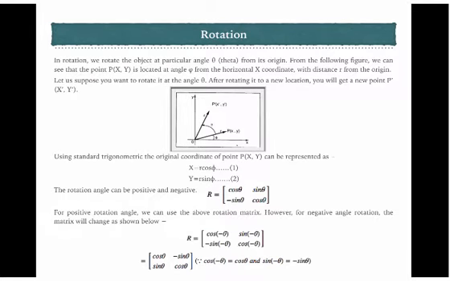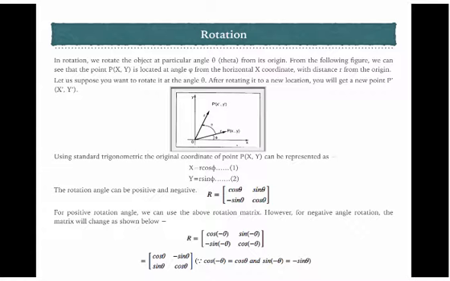Rotation. In rotation, we rotate the object at a particular angle theta from its origin. From the following figure, we can see that the point x, y is located at an angle psi from the horizontal x coordinate, with the distance r from the origin. Let us suppose you want to rotate it at an angle theta. After rotation to a new location, you will get a new point p dash. Using standard trigonometric equations, the original coordinate of the point p x, y can be represented as x is equal to r cos phi and y is equal to r sin phi.